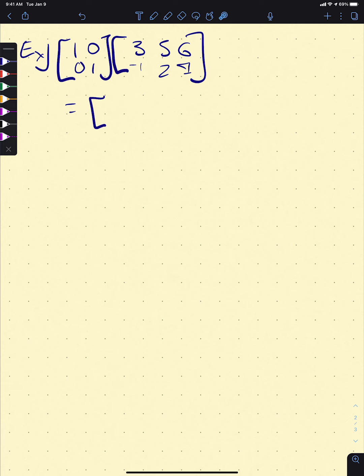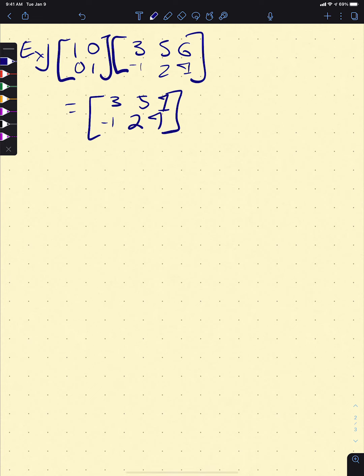Well, what's this entry? This entry is going to be 1 times 3 plus 0 times negative 1. So it's going to be 3. This one is 1 times 5 plus 0 times 2. And if you notice, here we have 1 times 6 plus 0 times 7. What this identity matrix does is this 1 gives us the entry we're looking for. If we're going here, we have 0 times 3 plus 1 times negative 1 for negative 1.